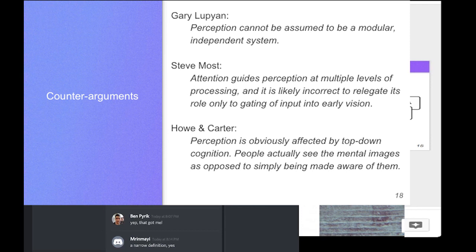He says that attention operates at multiple levels of processing, and it is likely incorrect to relegate its role only to the gating of input into early vision. That you are studying selective attention, an input level effect, that does not violate the encapsulation of seeing from thinking. They said that if we assume that attention operates at multiple levels, that also means that it does, to some extent, guide early perceptual input. It needs to be empirically tested.